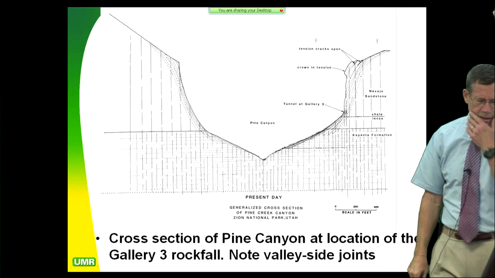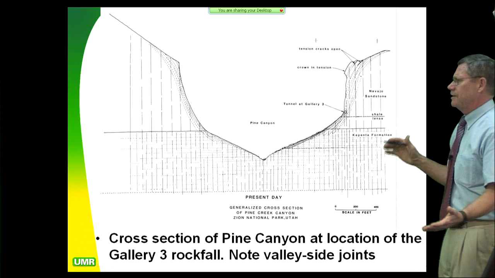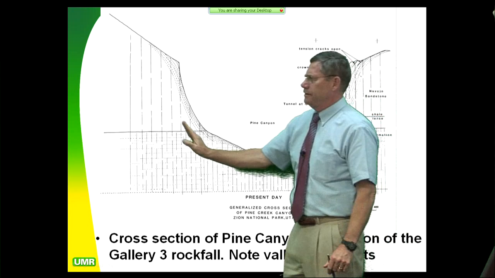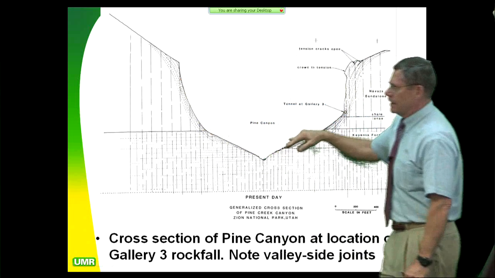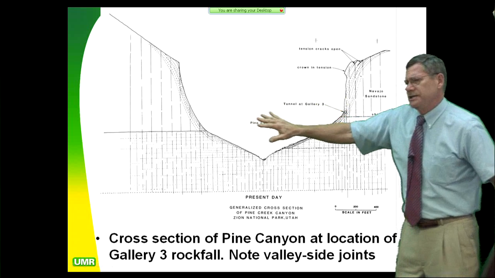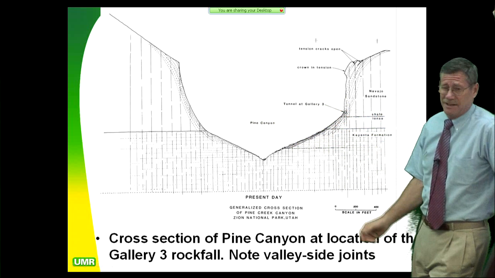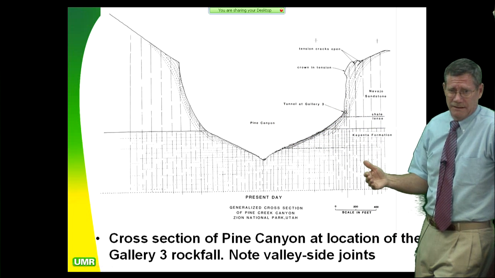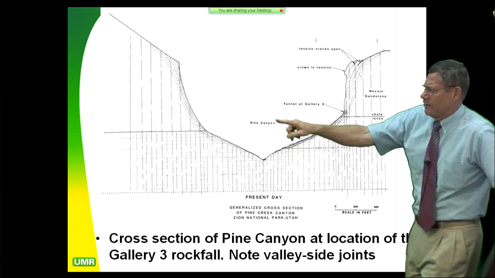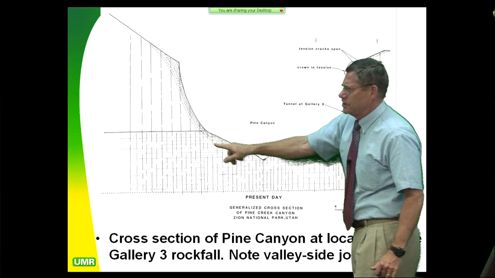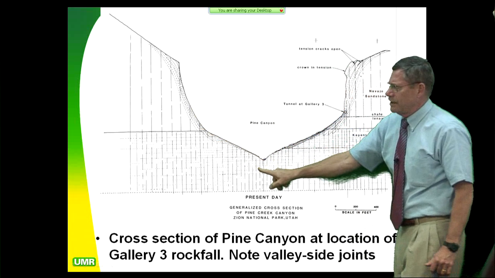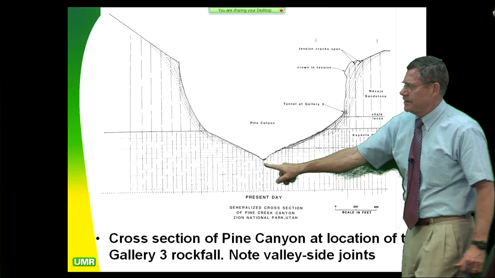So if we actually look at the big picture of Pine Canyon, we have stress relief joints over here, and we have stress relief joints over here, and this is a non-glaciated canyon. This is down near the Arizona-Utah border, southern Utah. It's not a glaciated area, but it has a cross-section that kind of reminds you of a glacier. It has kind of the U shape. That's because of the valley side joints. And here's Pine Creek down here in the base of this.